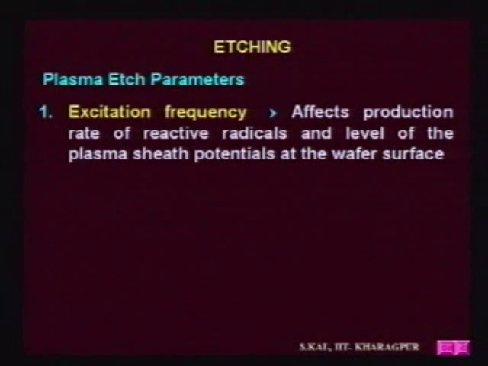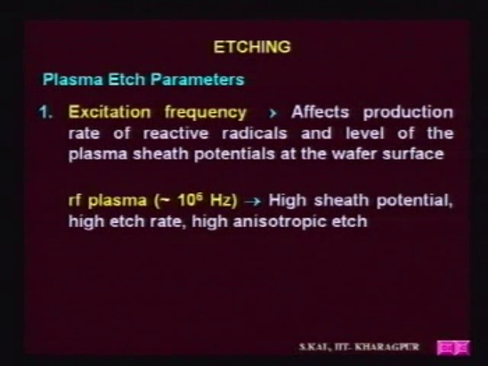Next, we will discuss plasma etch parameters. What are the different parameters which affect the etching process? Those are, namely, excitation frequency. I am considering RF plasma etching. The excitation frequency affects the production rate of reactive radicals and the level of plasma seed potential at the wafer surface. If the frequency changes, the plasma changes; that is why a standard frequency of 13.56 megahertz is used in case of RF plasma.